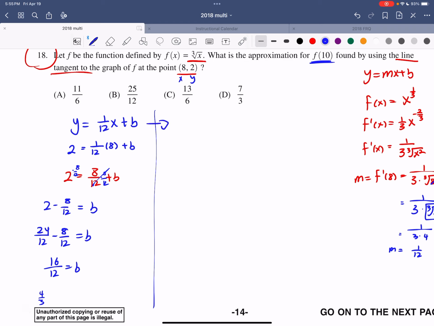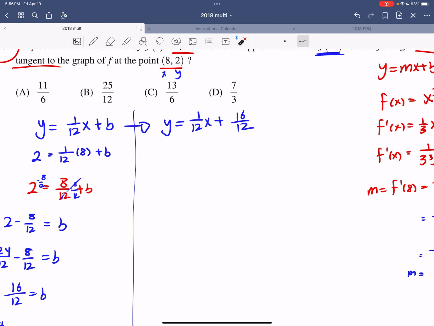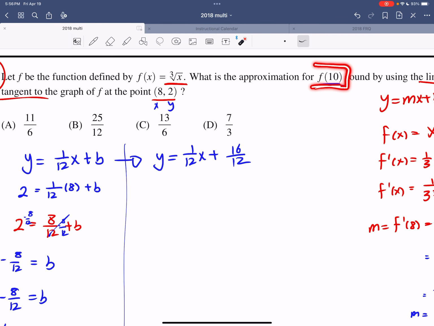So let me rewrite this. It's going to be the same thing as y equals 1/12 x plus 16/12. The reason I'm not simplifying this to 4/3 is because the other term already has a 12, okay? Now, the question is asking to find the value when x is equal to 10. So now finally, instead of x, we're going to plug in 10.